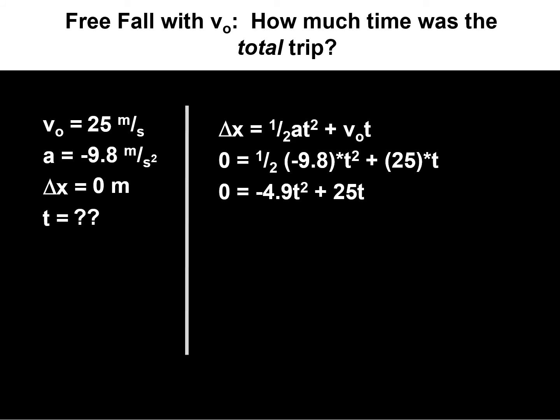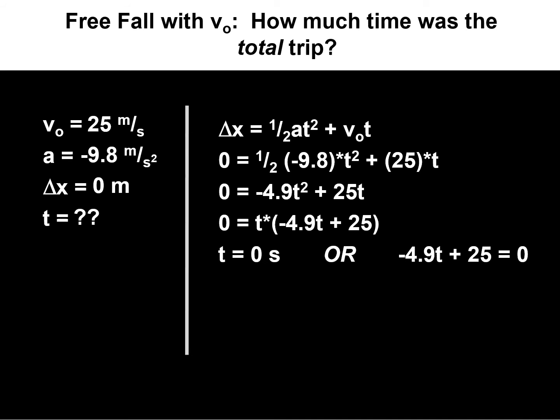We're going to plug in the numbers we know. 0 is going to be equal to 1/2 times negative 9.8 times time squared plus 25 times time. Clean that up a little bit, and you get 0 is going to be equal to negative 4.9 t squared plus 25 times time. Now hopefully you notice in here we have a common factor. We have t that we can pull out of both of these terms, and we get that t times negative 4.9 t plus 25 is going to be equal to 0. Now when you got two numbers that multiply together to give you 0, then that means either one or the other of those numbers equals 0. So let's split it up.